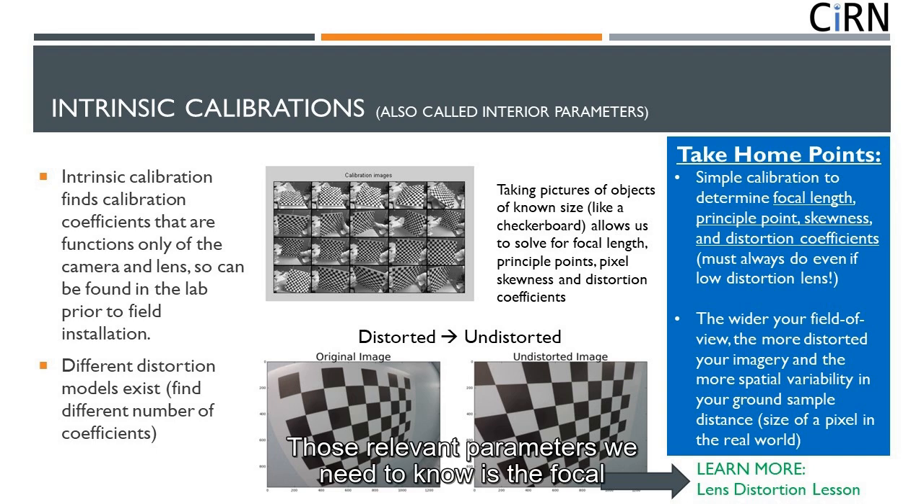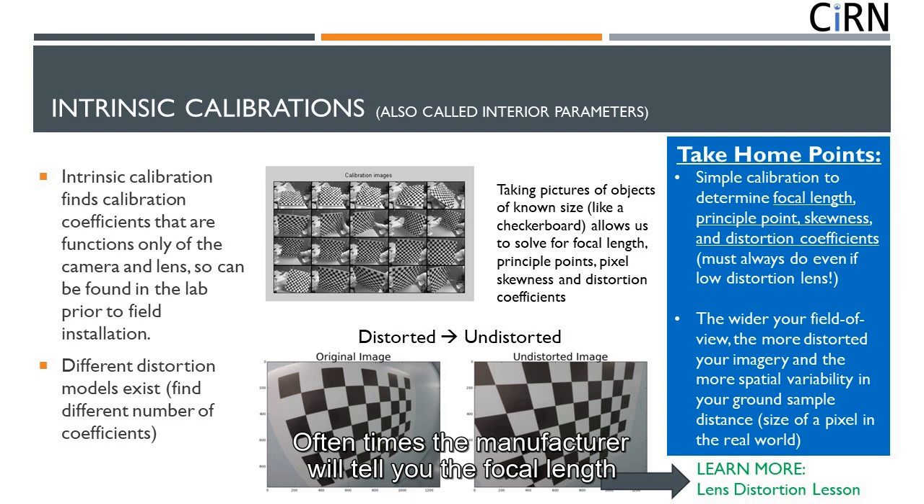Those relevant parameters we need to know is the focal length. Oftentimes, the manufacturer will tell you the focal length of the lens, but it's important to solve for the actual specific focal length of the lens. The principal point, which is how that lens is actually centered on the camera sensor. That's why every time you take it apart and put it back together, you have to redo this. And then the distortion coefficients, which tell you sort of how warped your image is.